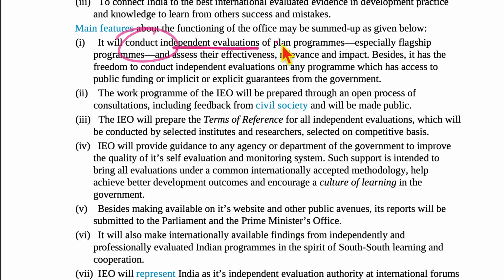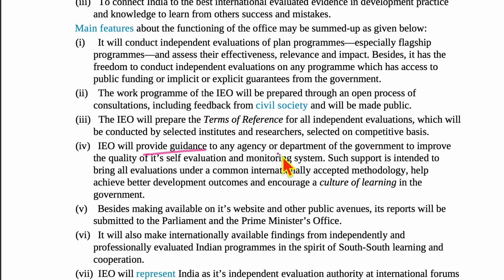It will conduct independent evaluation of planned programs, especially flagship programs, and assess their effectiveness, relevance, and impact. Besides, it has the freedom to conduct independent evaluations on programs which have access to public funding or explicit guarantee from the government. The work program of IEO will be prepared through an open process of consultation, including feedback from civil societies, and will be made public. The IEO will prepare the terms of reference for all independent evaluations, which will be conducted by institutions and researchers selected on a competitive basis.